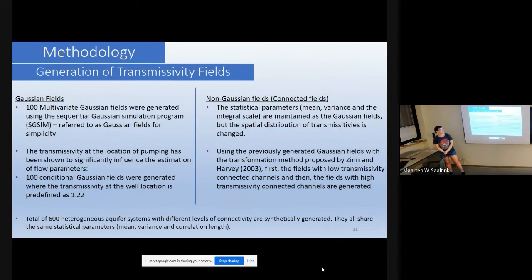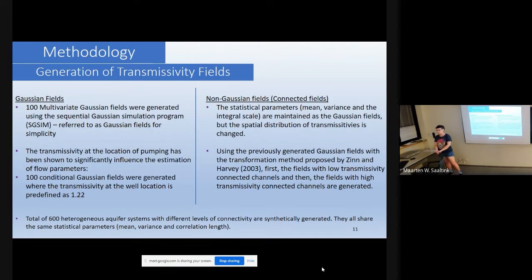100 multivariate Gaussian fields were generated using the sequential Gaussian simulation program, and these fields will be referred to as Gaussian fields. And also we know that transmissivity at the location of pumping influences the estimation of flow parameters significantly. So we generated 100 conditional Gaussian fields, where the transmissivity at the one location is fixed. Then, using these generated Gaussian fields with the transformation method proposed by Zinn and Harvey, first the fields with low transmissivity connected channels are generated, and then fields with high transmissivity connected channels are generated.